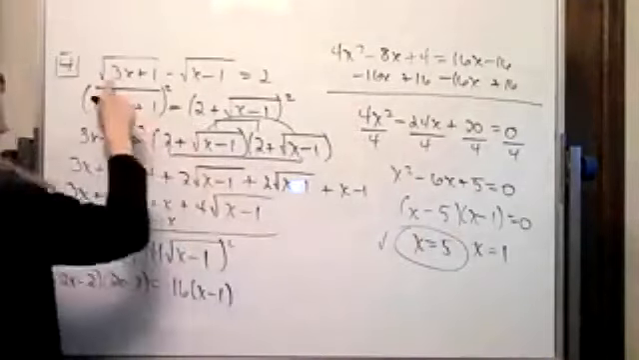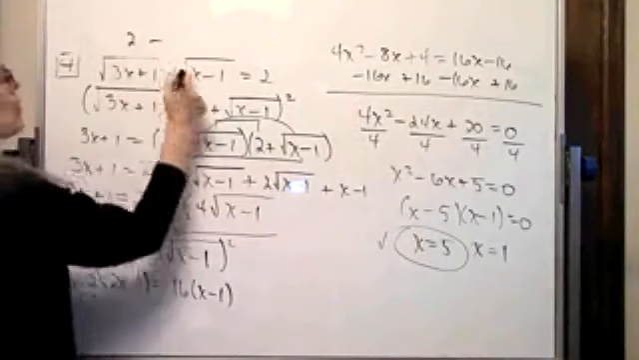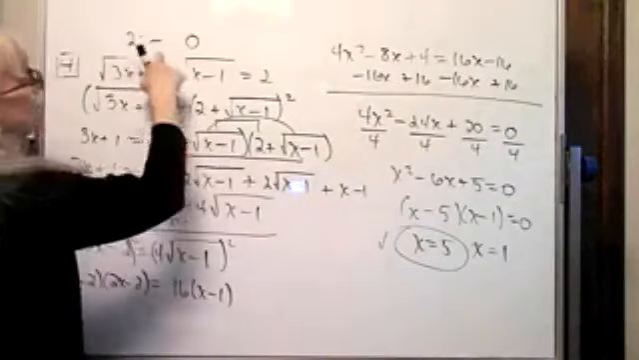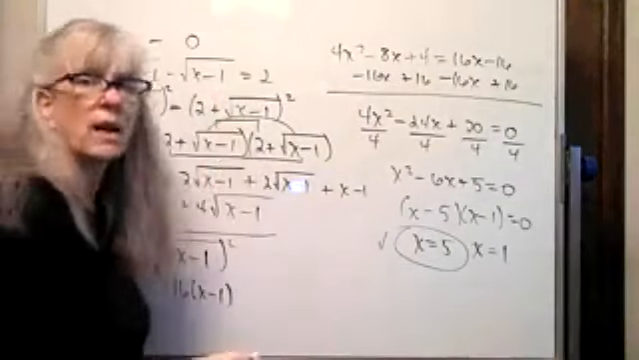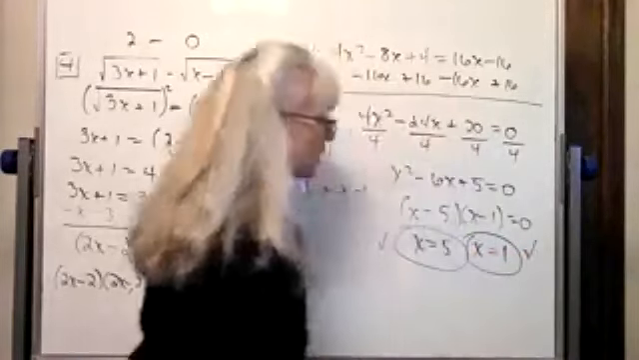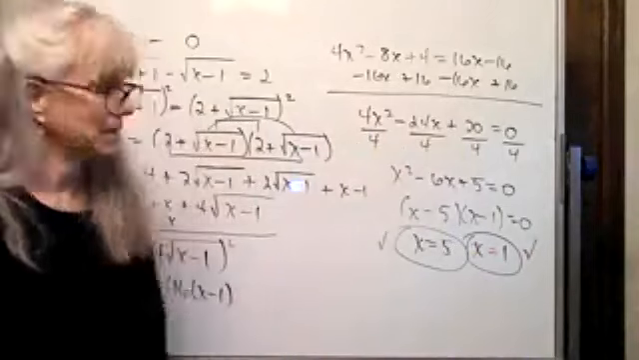So 3 times 1 is 3 plus 1 is 4. Square root of 4 is 2. 1 minus 1 is 0. Square root of 0 is 0. And sure enough, 2 minus 0 is 2. They both work. That's actually unusual. Usually only one of them works, but in this case, they both work. So we've now solved an equation that has 2 radicals in it.